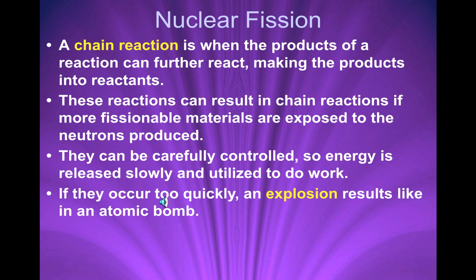A chain reaction is when the products of a reaction can further react, making the products into reactants. These reactions can result in chain reactions if more fissionable materials are exposed to the neutrons produced. They can be carefully controlled so energy is released slowly and utilized to do work. If they occur too quickly, an explosion results, like an atomic bomb.